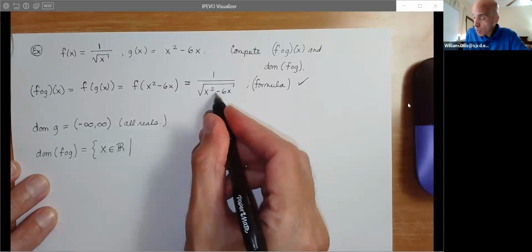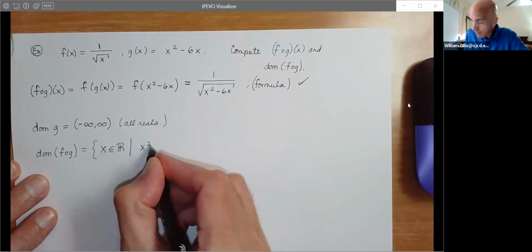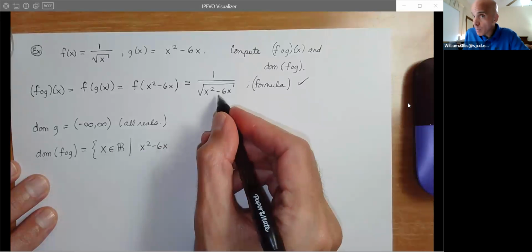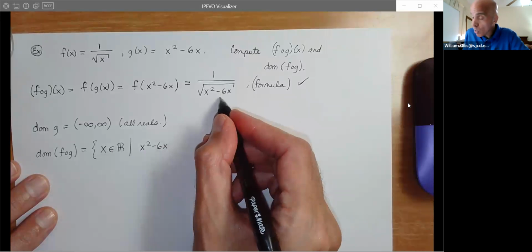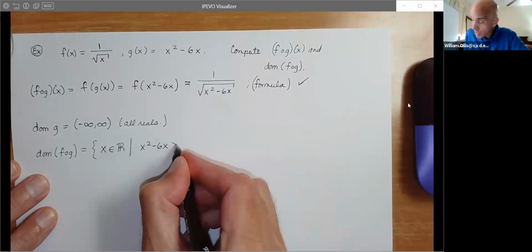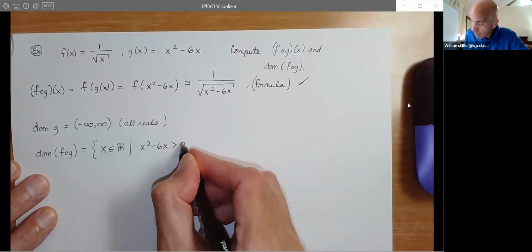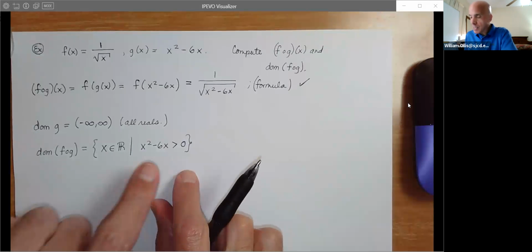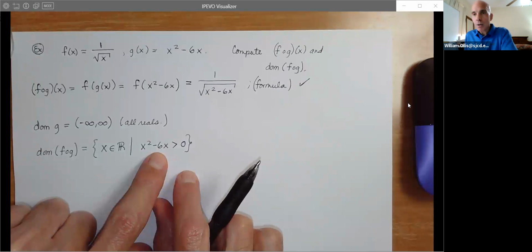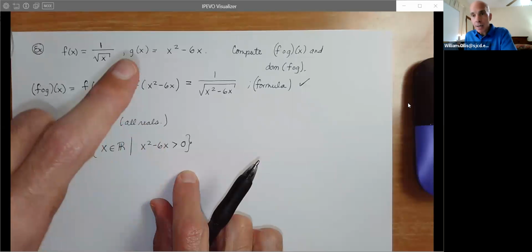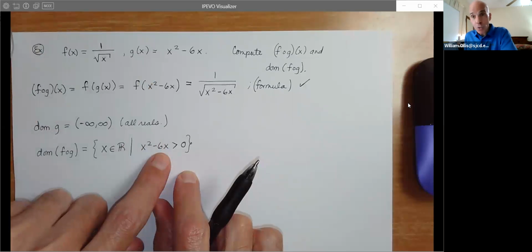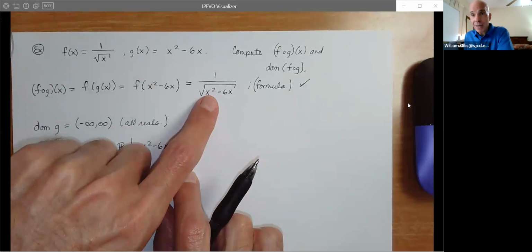g, that is x squared minus 6x, we're taking the square root of it, so it has to be positive, but we don't want it to be 0 because it's in the denominator, so we need strictly positive. So when we look at this inequality, it enables the range of g to be in the domain of f. We have to restrict it. We can't put all real numbers into this because this won't make sense.